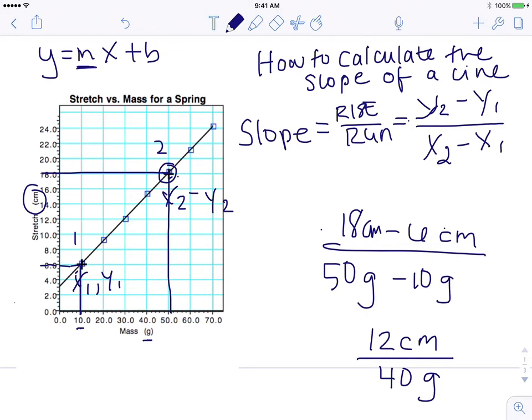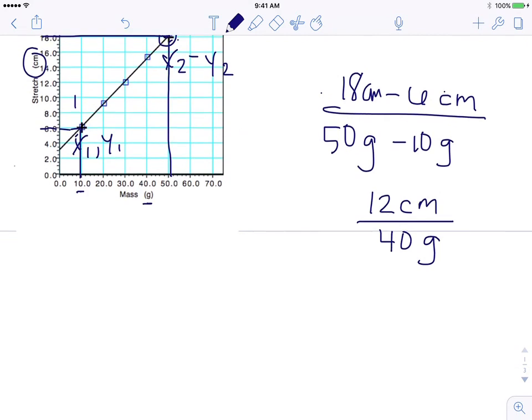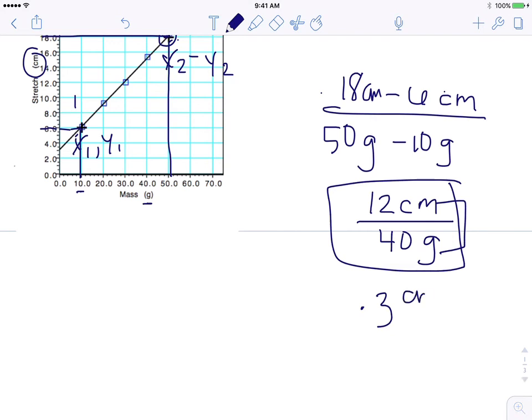And then, like we've been discussing, something that is really important that you always remember is in physics we don't leave our values as fractions ever. I've heard a lot of you say simplify. This is really just a division problem, right? It's 12 over 40. So then you just put that into your calculator and you'll come up with your slope, your answer. And I get 0.3. Don't forget your units. This is 0.3 centimeters per gram. Okay, so this is our m value.